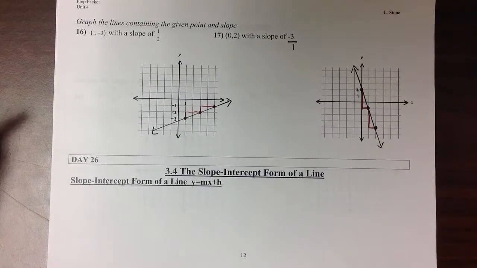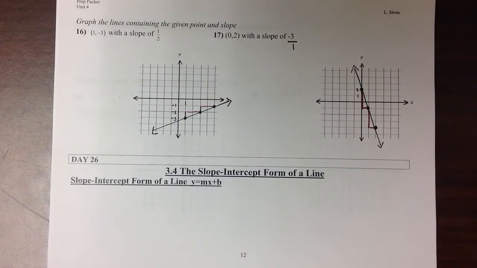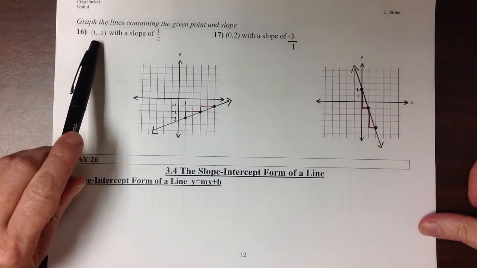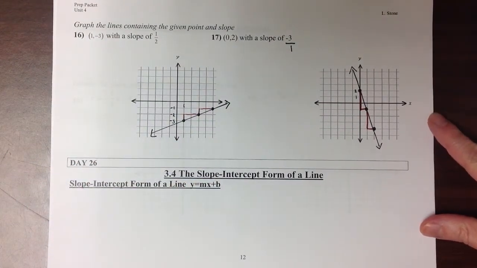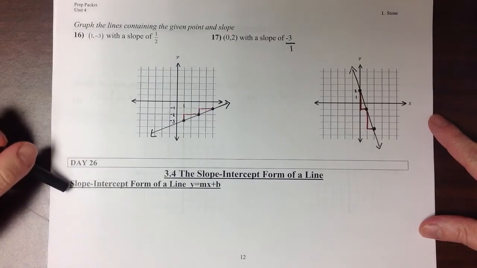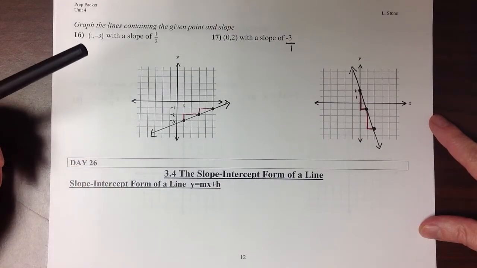In the last section, we learned how to graph a line if we knew just two pieces of information about it. We needed a starting point, we needed them to give us a point, and then we needed to know what the slope was. So there is a way that we can show this in a math equation, and it is called the slope-intercept form of a line.